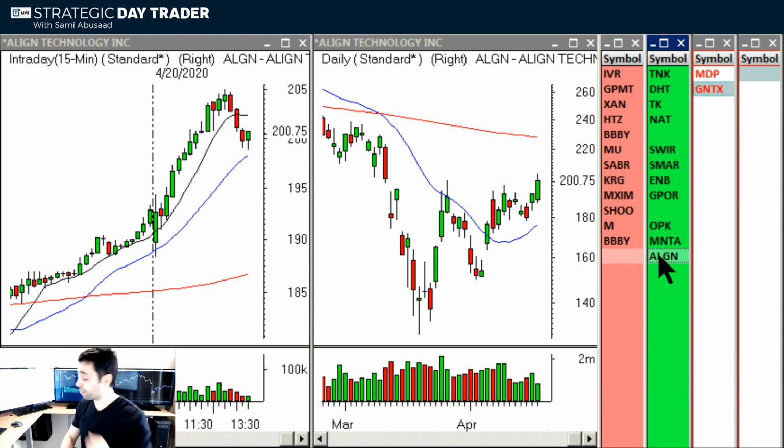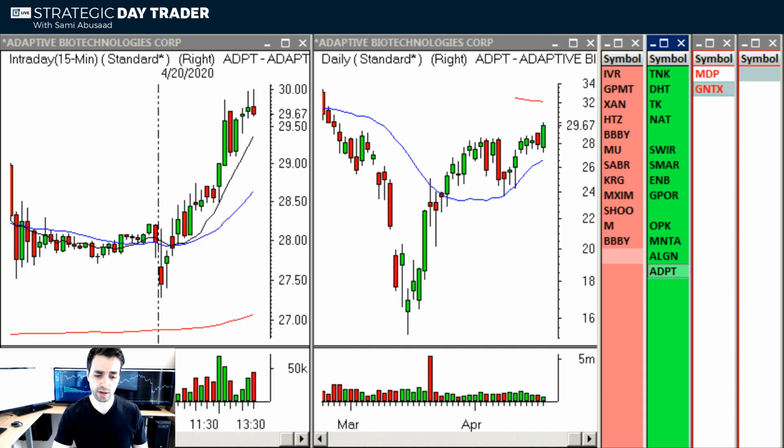A lot of them are very, very bullish, but they're way up there. Like you can't do anything with them. ADPT, for example, is way up there. So that's the ADPT.